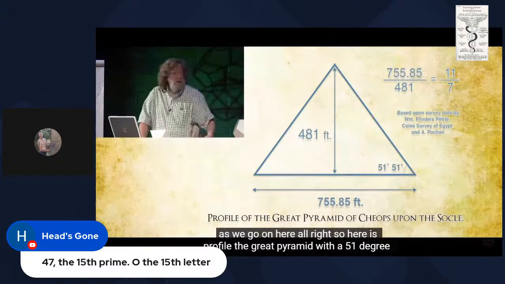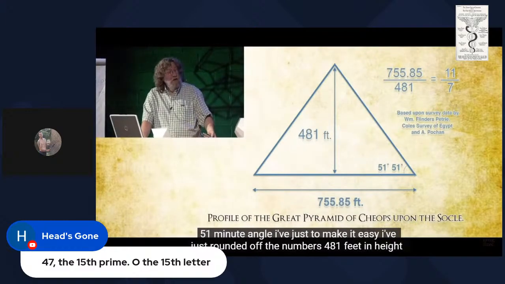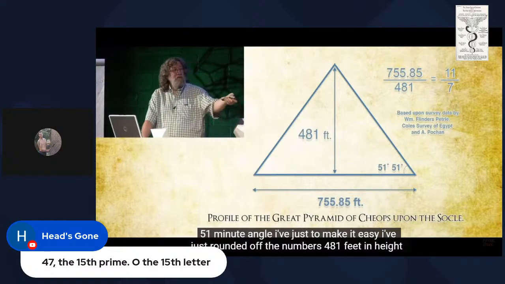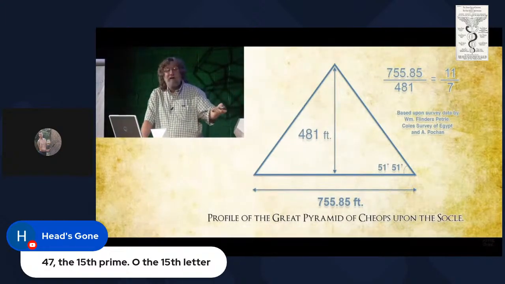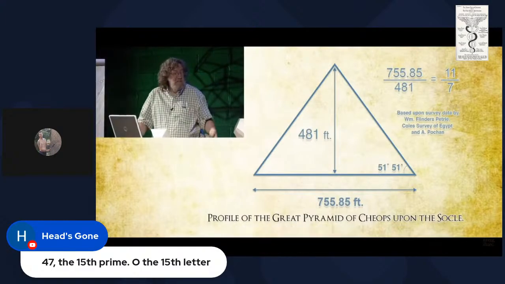All right. So here is the profile of the Great Pyramid with a 51-degree, 51-minute angle. To make it easy, I've just rounded off the numbers, 481 feet in height. That would be not including the socle, the base.